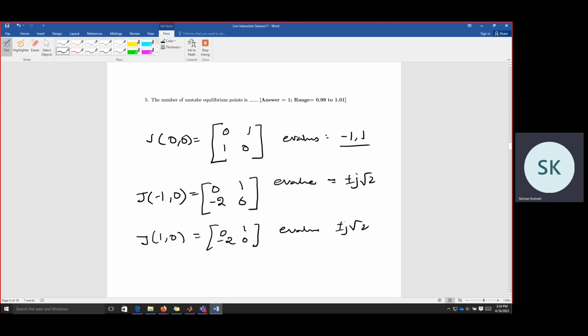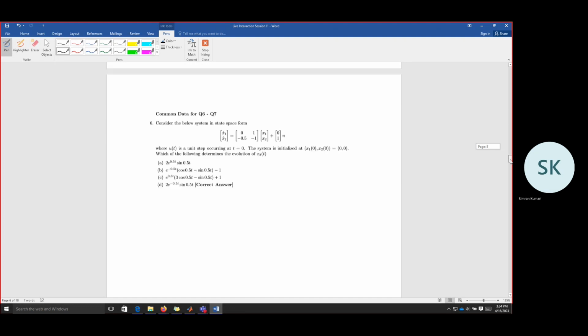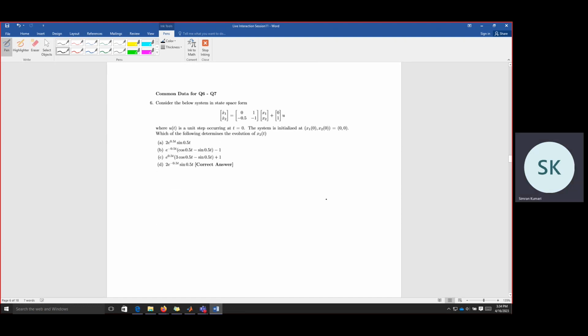So from here what we see, one of the eigenvalues is in the left half plane and another is in the right half plane. So one of the eigenvalues is in the right half plane. So this is an unstable equilibrium point. So the number of unstable equilibrium points is 1. Okay, so we have got the concept of equilibrium point. We have solved questions related to that, and we have also analyzed whether that equilibrium point is unstable or stable.